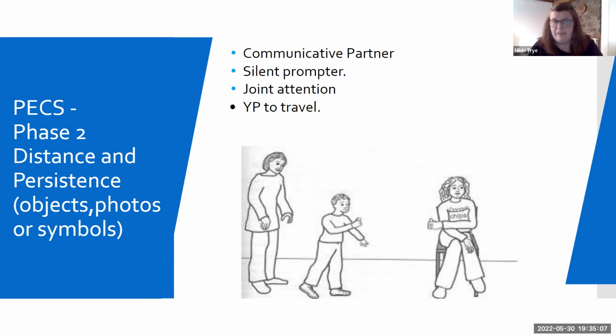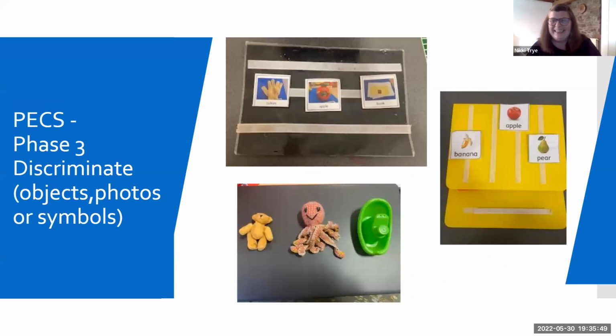When we are teaching distance and persistence, young people could be exchanging with an object like we've talked about before, or photographs or symbols. That just means that you can be working at a different cognitive level, but your level of understanding with communication is still the same. So a young person could understand hundreds and hundreds of symbols, but yet they are still working at the same level of communication as a young person that understands the world in objects. Does that make sense? Yes. Okay. Whoever's saying yes, I really appreciate it. Thank you.